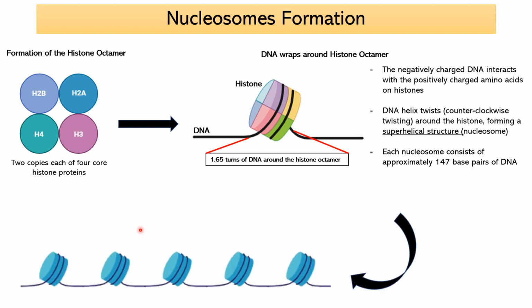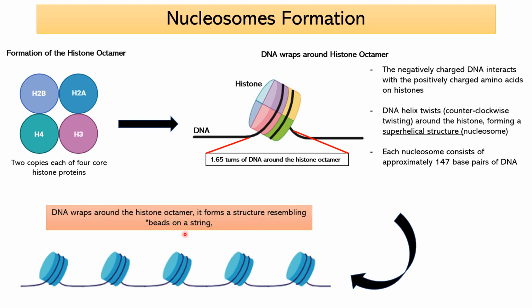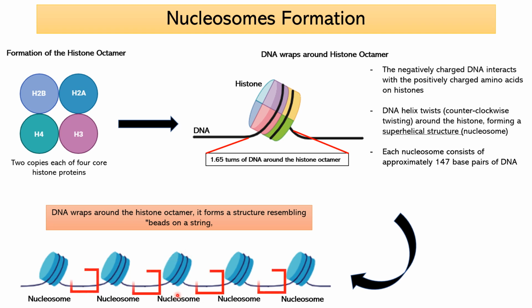So this process will occur several times, forming a structure resembling beads on a string. The beads are the histone cores and the string is the DNA wrapped around the beads and in between. And every one of these is called a nucleosome. We can see that between nucleosomes there is a space of unwrapped DNA, and this DNA is called the linker DNA. So we have the DNA that is within the nucleosome, and we have the DNA called the linker DNA found between nucleosomes.